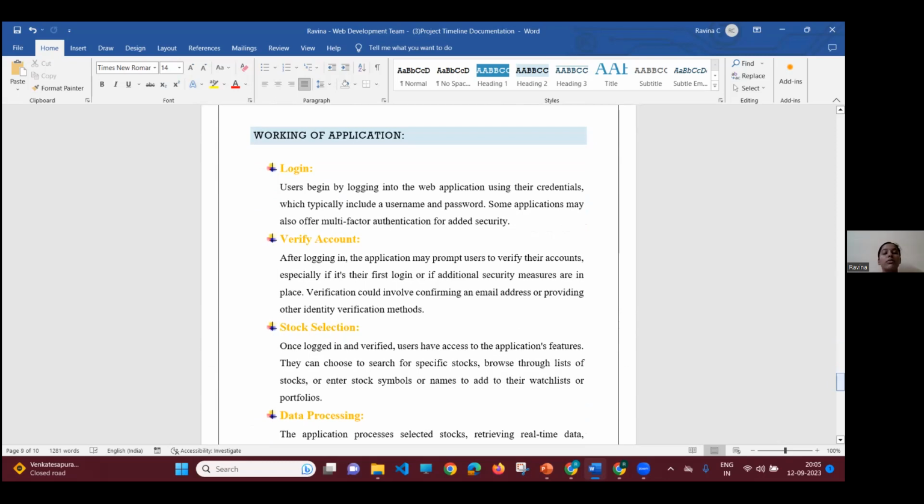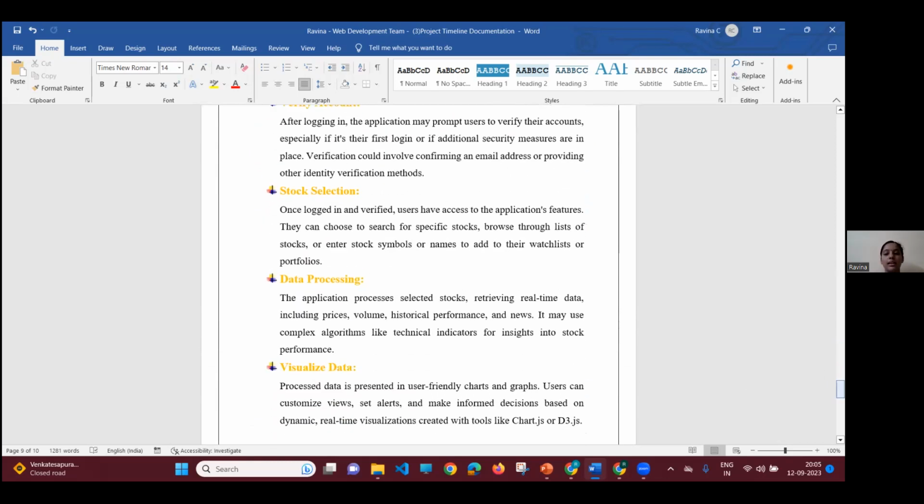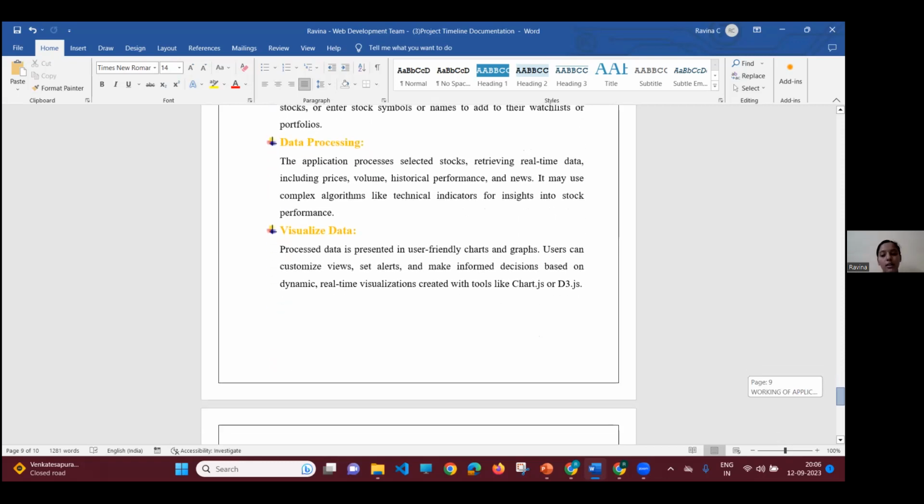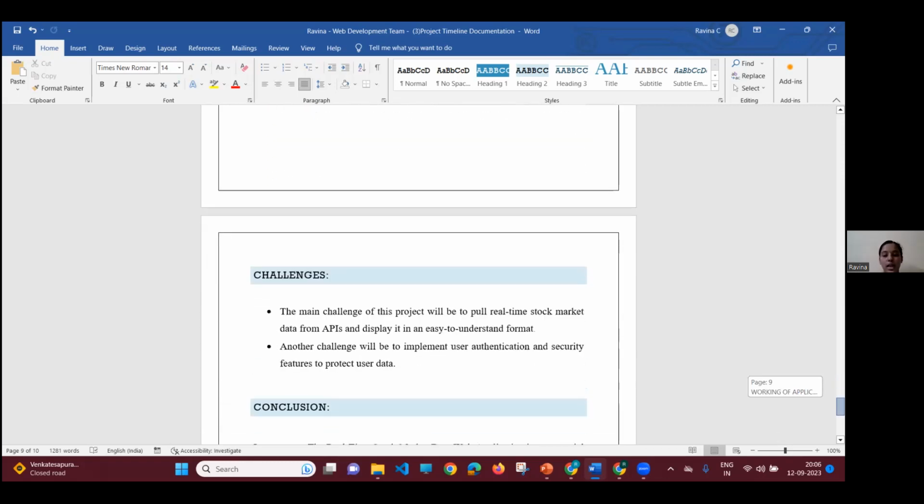Working of the application goes in the order of login. Once the user logs in, the account should be verified. Once the account is verified, the user can log in. Then they can select the stocks as per their wish. Once they select the stock for which they want to know the market data, the data should be processed. It should be visualized in a graph or chart manner.